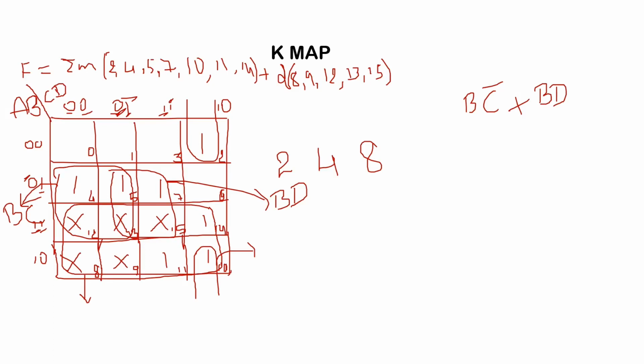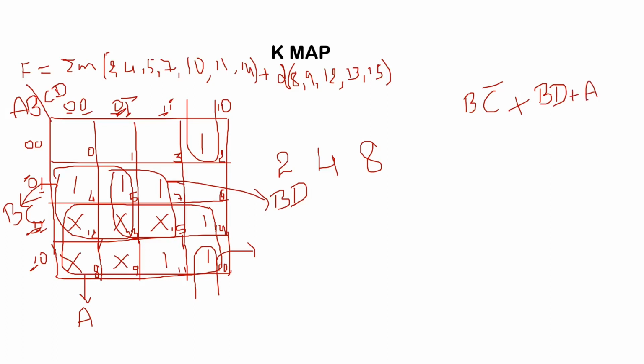Then the third term is the 8 grouped ones and don't cares. Here A value is constant, 1 to 1, so A, whereas B value has changed from 1 to 0, so we do not consider the changed value. And here C and D values have changed, so the next term is A.